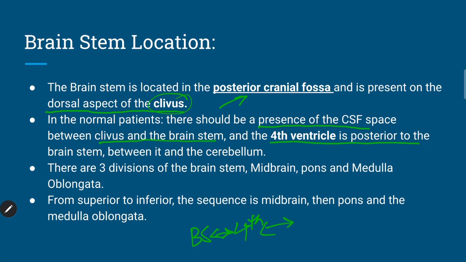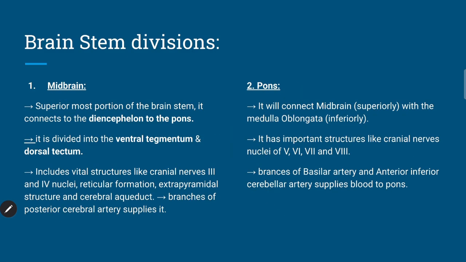So that is important. There are three divisions of the brainstem, as we discussed before: midbrain, pons, and medulla. Starting from superior to inferior, we have midbrain, then pons, and then we go down to medulla oblongata. Let's start with these individually. Let's start with the midbrain.